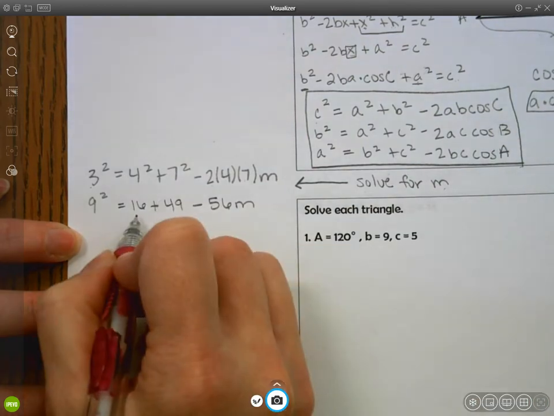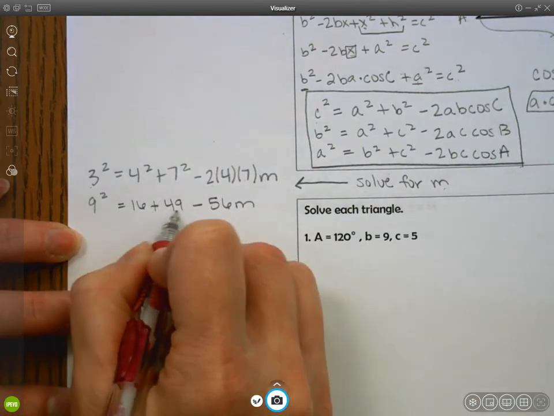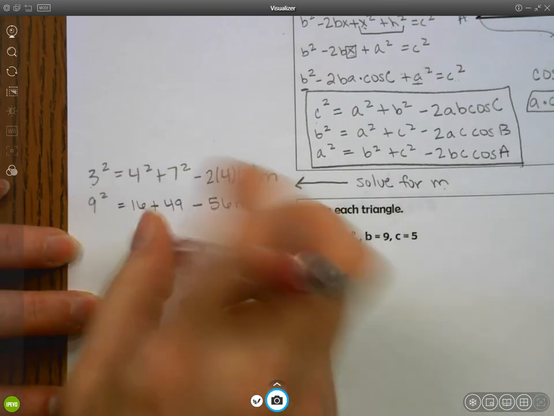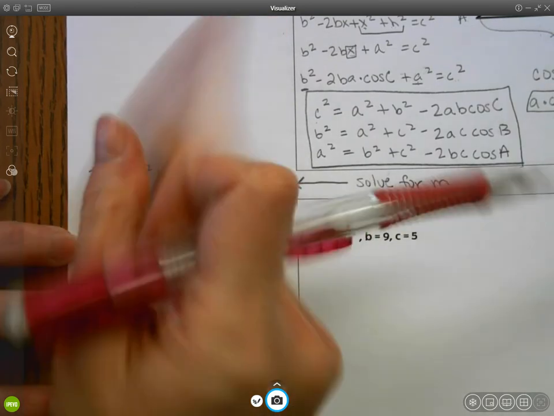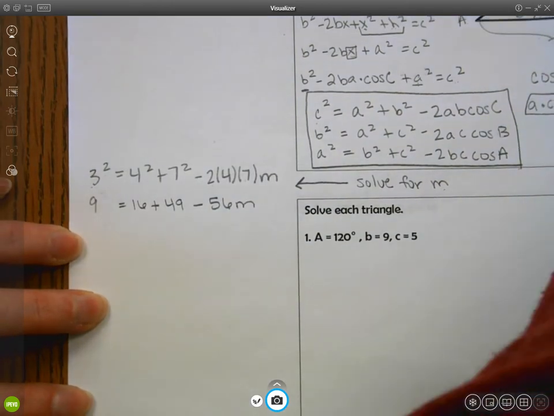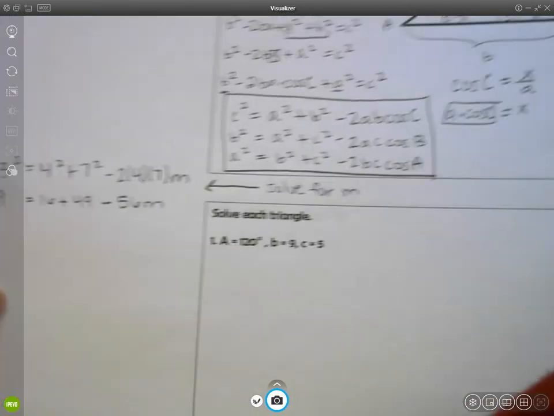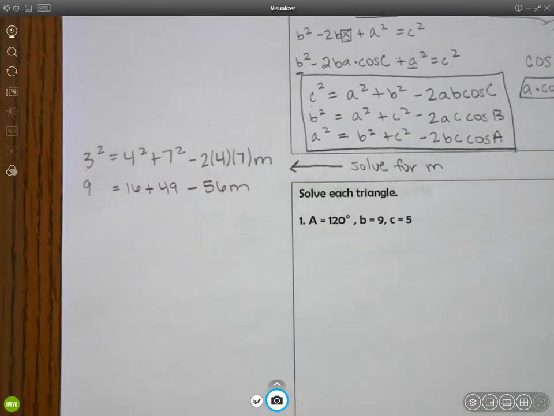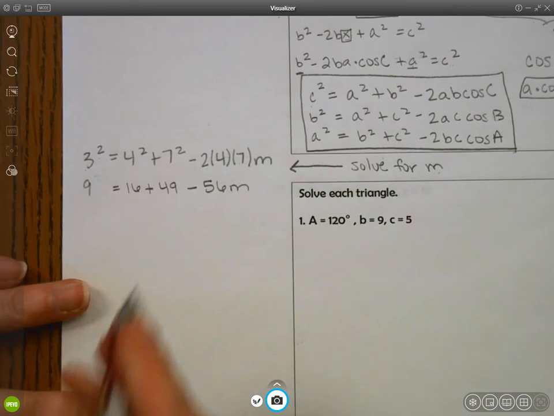Then I have to add these two together. Oh, look, I'm losing my mind. 3 squared is clearly 9, it's not 9 squared. So if I do 16 plus 49, I get 65.